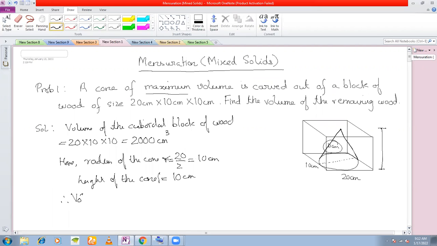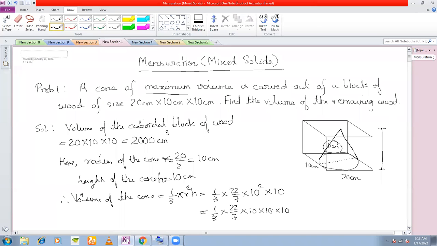Therefore, what should be the volume of the cone? Now we know H also. H is the height of the cone. Volume of the cone is equal to 1/3 pi r square h. Put the values here. 1/3 into pi into r square into h. So we get 1/3 into 22 by 7 into 10 into 10 into 10.